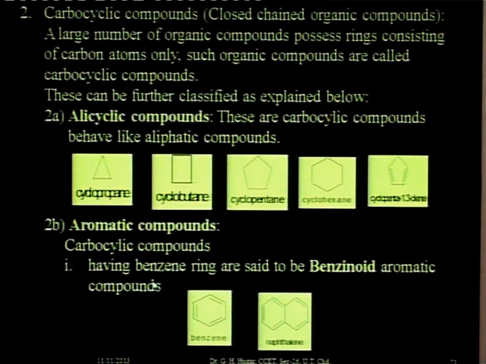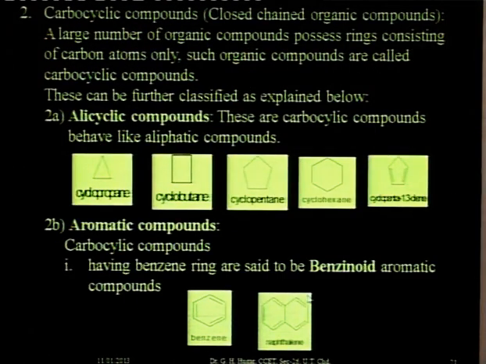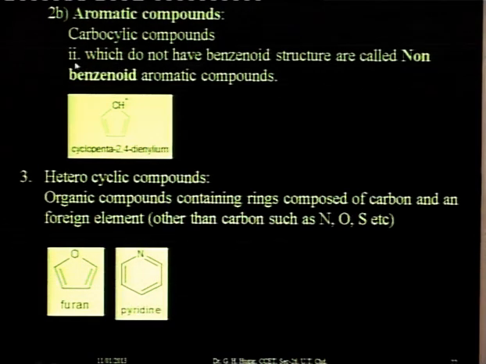That rule is not important for us right now, we are interested in classifying. So, aromatic compounds can be classified into two broad categories. Those having a benzene ring structure are said to be benzenoid aromatic compounds. If not, they are called non-benzenoid aromatic compounds. Here benzene is the best example, and naphthalene is another, with benzene structures fused together. Then we have aromatic compounds which do not have benzenoid structures, called non-benzenoid aromatic compounds.